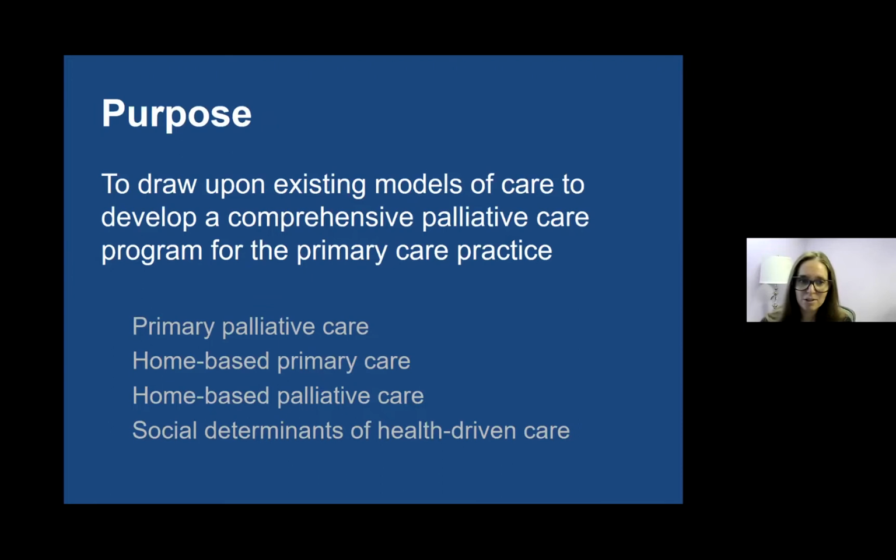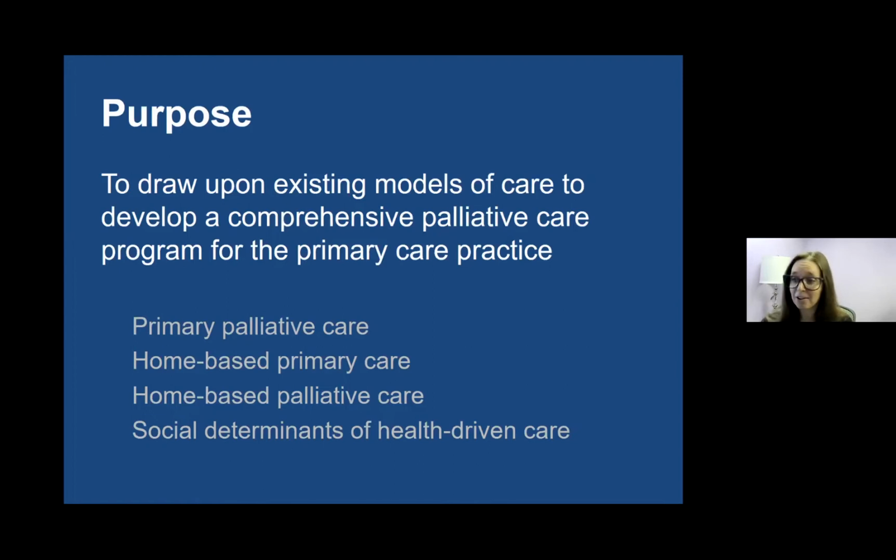So the purpose of our study is to draw upon models of care that already exist to develop a comprehensive palliative care program that a primary care practice can readily adopt into their current practice. The four models that we draw from are primary palliative care, which is sort of new and emerging. There's also home-based primary care. So for patients who are not so ambulatory and have a difficult time getting in to see their providers regularly, home care visits are a great option for them.